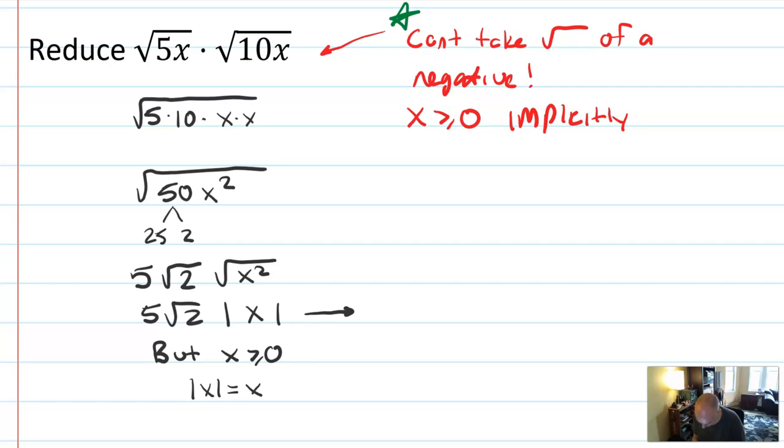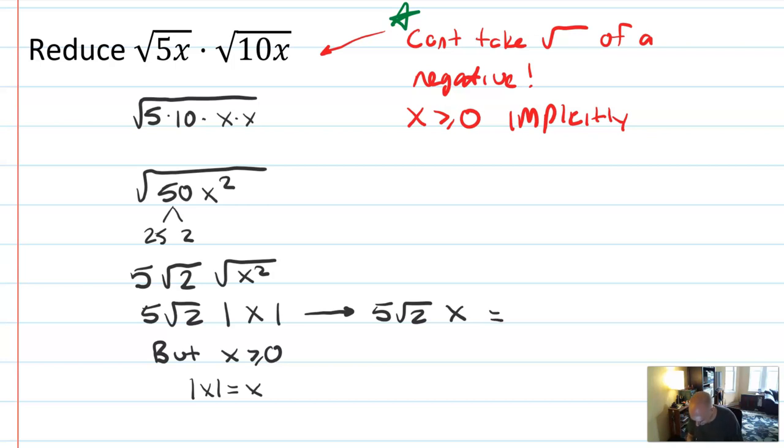So this answer is going to simplify to 5 root 2 times x, no absolute value. And again, this is why people get so hung up on the absolute values. Sometimes it's there, sometimes it's not, and it's kind of subtle about when it is and when it's not there.